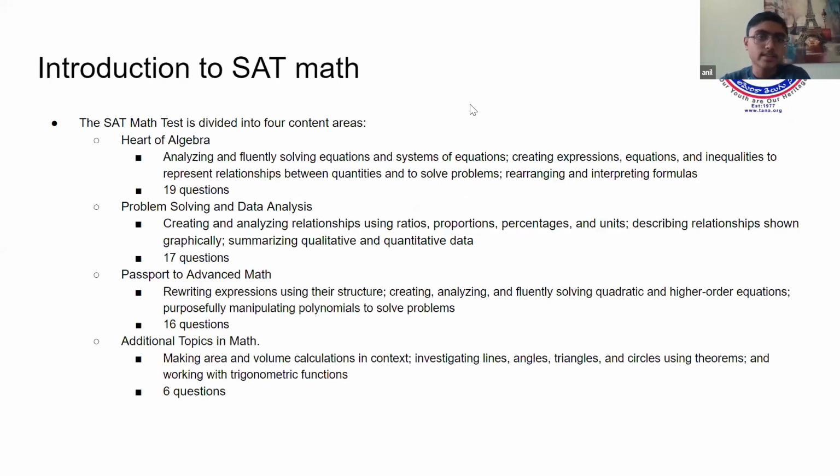So the SAT math section is divided into 4 content areas. Heart of algebra, which is basically linear equations and linear inequalities. Problem solving and data analysis, which is ratios, proportions, percentages, units, and other values used to describe.